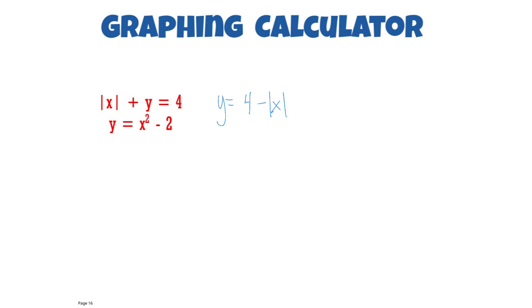And then you can graph it, but I don't know what it was the last time, so you might need to fix your window. But a quickie, I love Zoom. And then if you hit 6, it's Zoom standard, takes you immediately to a 10 by 10 window. So I'm just going to do Zoom 6. Okay, and it graphed. I have an upside down absolute value, which is what I thought I was going to have. Okay, now I'm going to go back to my y equals, and I'm going to put in my other equation, which is going to be y equals x squared minus 2. Now when I graph that, I get a parabola.